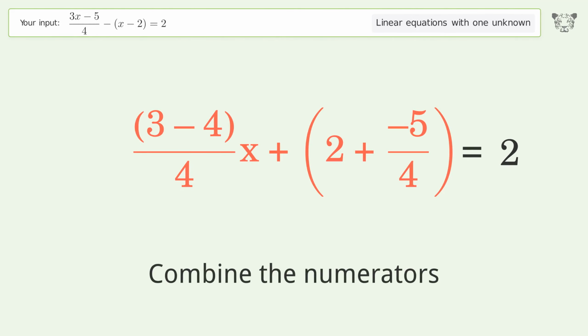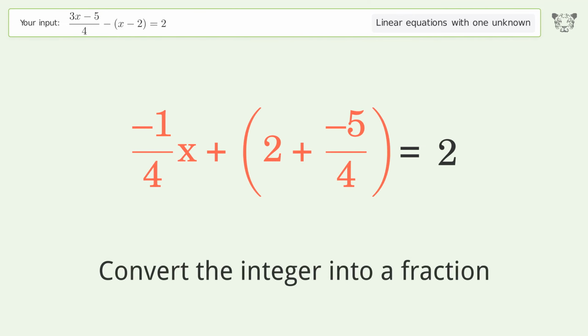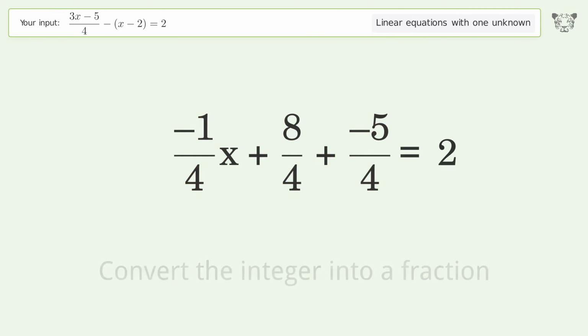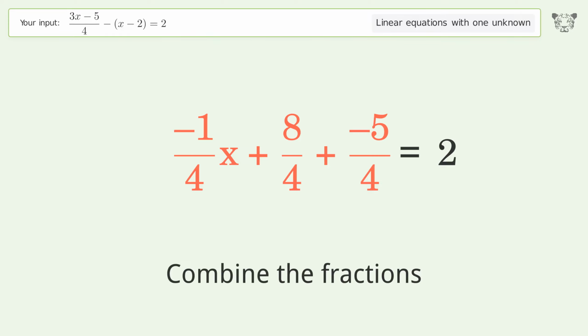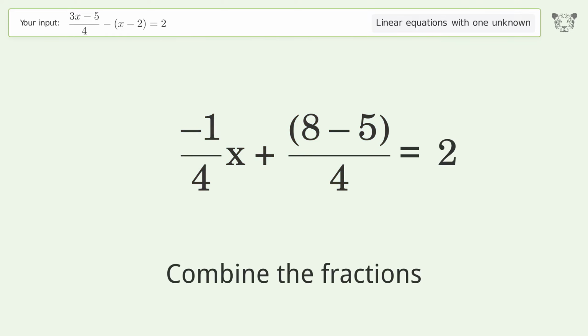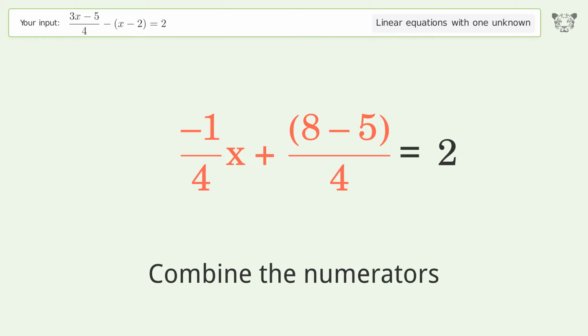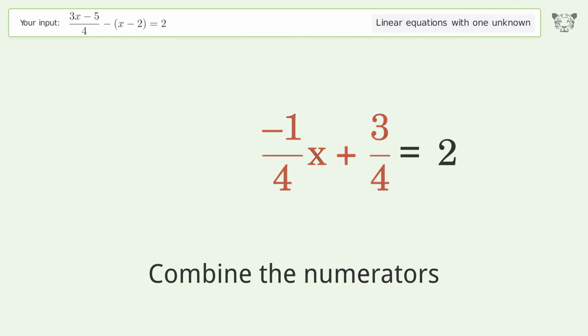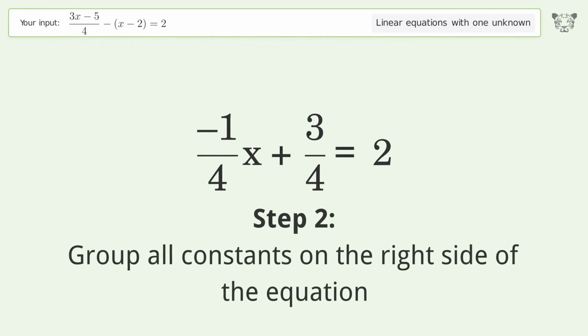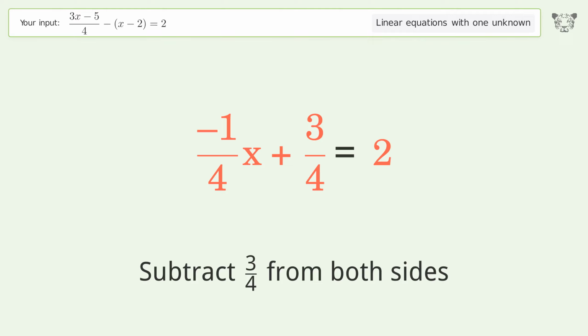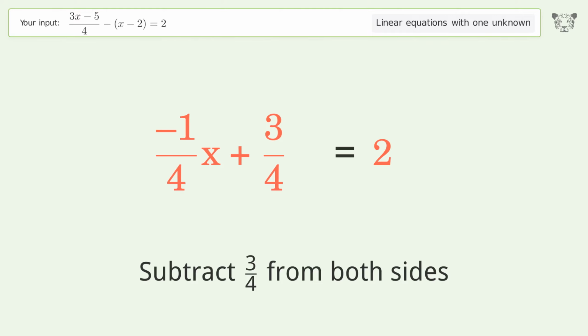Combine the numerators. Convert the integer into a fraction. Combine the fractions. Combine the numerators. Group all constants on the right side of the equation. Subtract 3/4 from both sides.